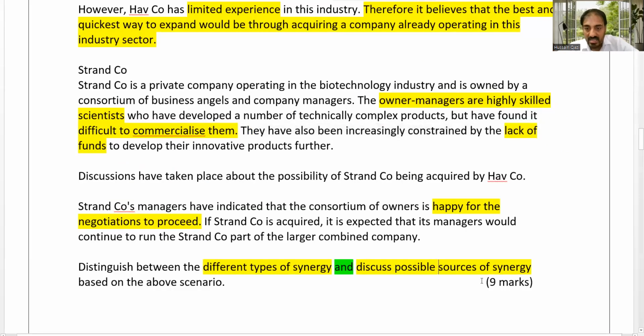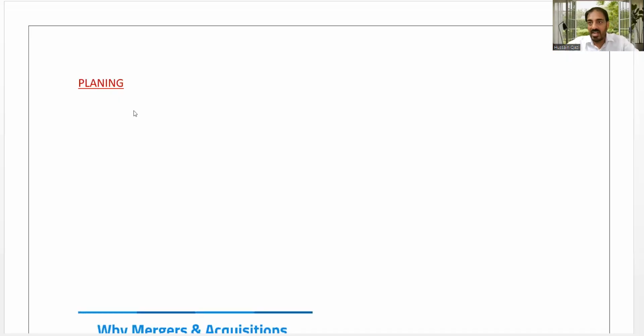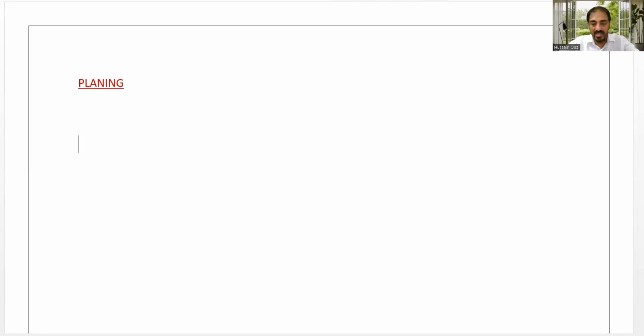Possible sources of revenue synergy, based on the above scenario. Now start that particular question. You know very well where we need to start.